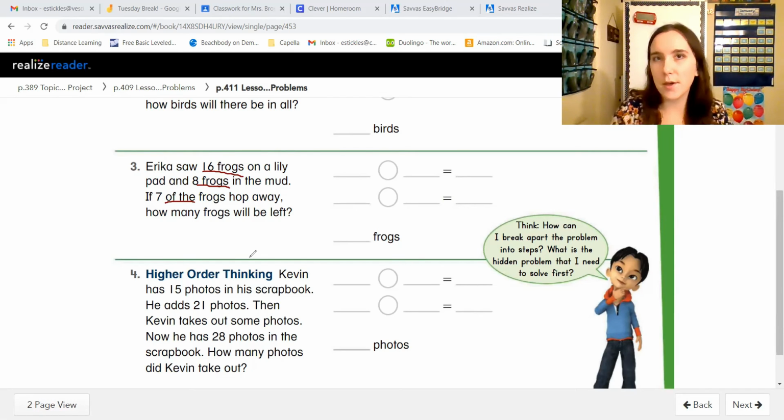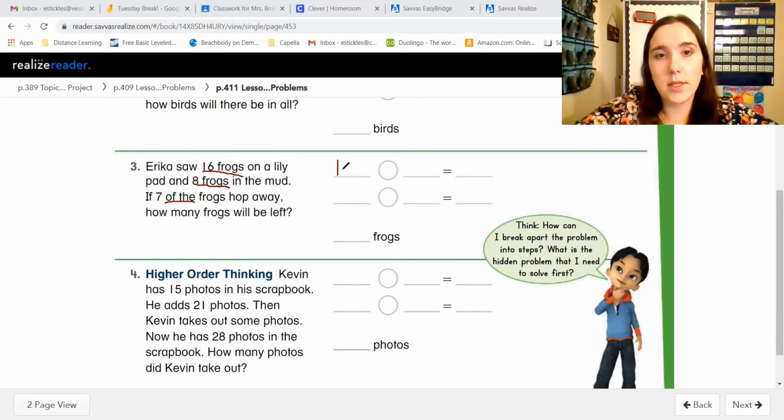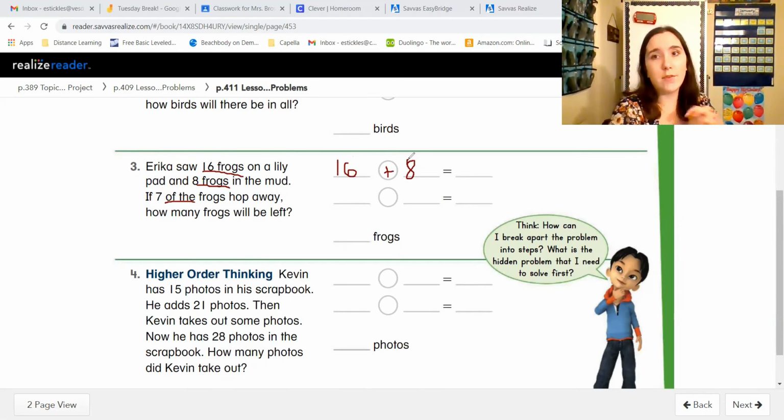Shall we see how many frogs I saw? Okay. There were 16 frogs on the lily pad. And then I also saw 8 other frogs in the mud. So first, I'm going to figure out how many frogs were there between the lily pad and the mud. How many frogs did I see altogether?